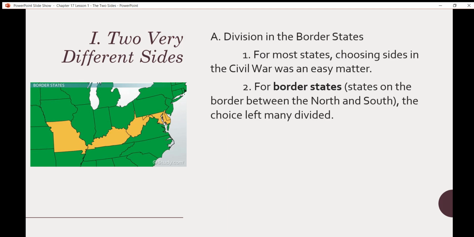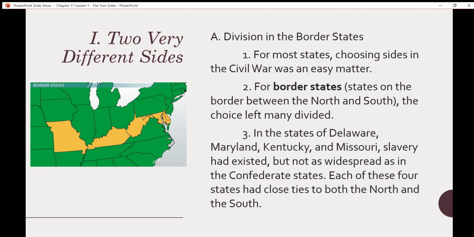For border states, which were states literally on the border between the North and the South, that is, the states lying so close or practically on the 36°30' line set forth by the Missouri Compromise, the choice between slavery or no slavery, even siding with the Union or siding with the Confederacy, left many people divided. In particular, there are 4 key border states we're looking at here. Those are the states of Delaware, Maryland, Kentucky, and Missouri.